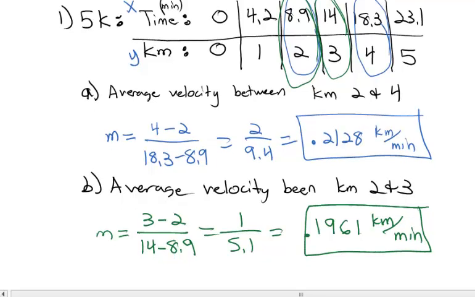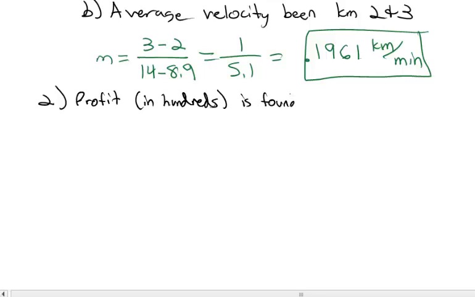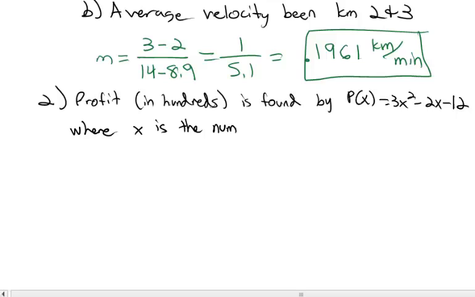We can also use equations to do much the same logic. Let's say we find out that the profit our product makes in hundreds of dollars can be found, or at least estimated, by the equation p of x equals 3x squared minus 2x minus 12, where x is the number of months that have passed.